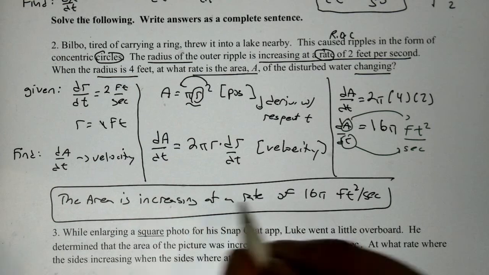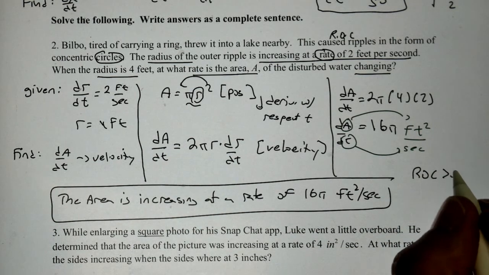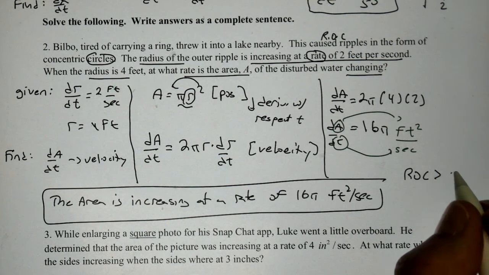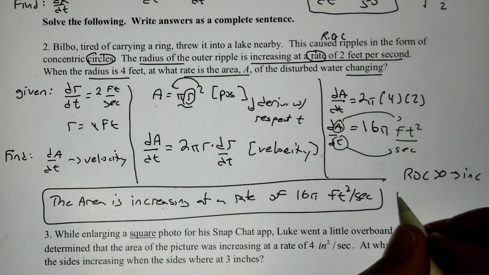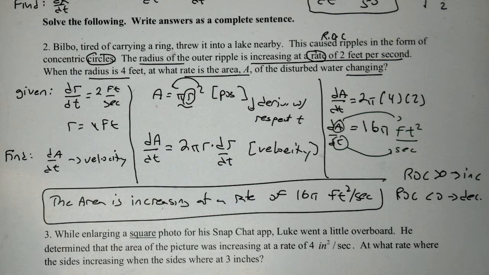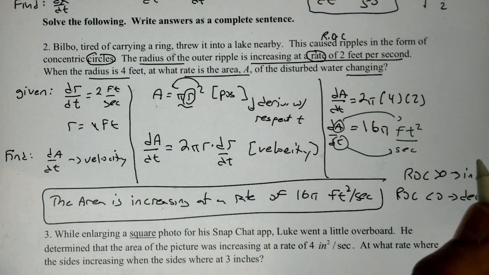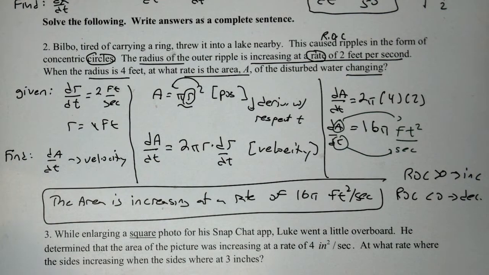Now, increasing because our rate of change is positive. So let's do a rule here. If the rate of change is greater than 0, we are increasing. If the rate of change is less than 0, we are decreasing because we're getting smaller. Now, also, are we moving towards something or away from something, which we'll talk about later on.